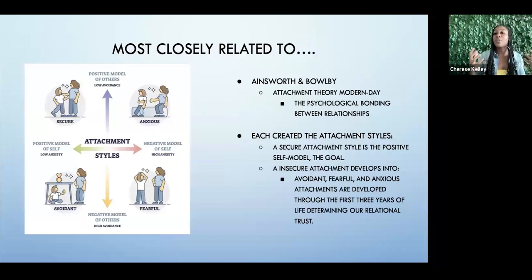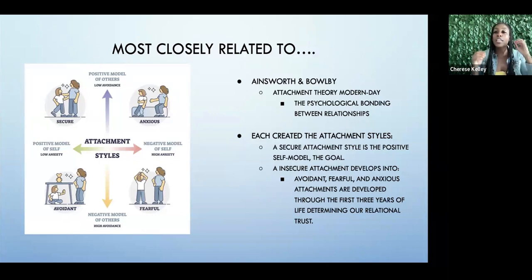Ainsworth and Bowlby's attachment theory is the modern day term. So when we talk about object relations theory, it's the same concept as the attachment theory. On the test, you're going to see it. They're going to say Margaret Mahler's object relations, which is now attachment theory. So it's the same concept.